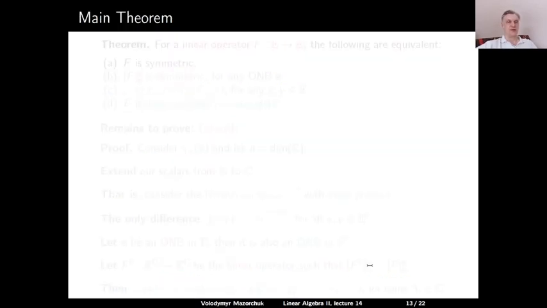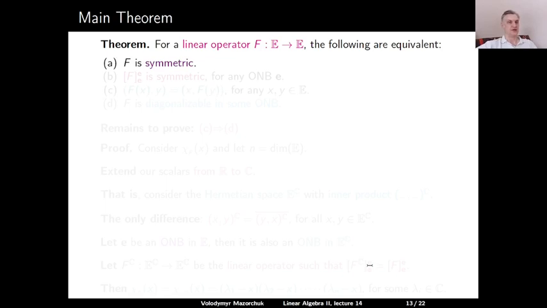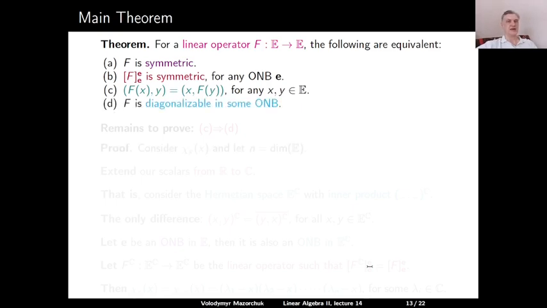So now we can formulate the main theorem for this lecture. For a linear operator f on a Euclidean space E, the following conditions are equivalent. Condition A, f is symmetric. Condition B, the matrix of f is symmetric in any orthonormal basis. Condition C, the scalar product of f of x and y is equal to the scalar product of x and f of y for any vectors x and y in E. And condition D, f is diagonalizable in some orthonormal basis.